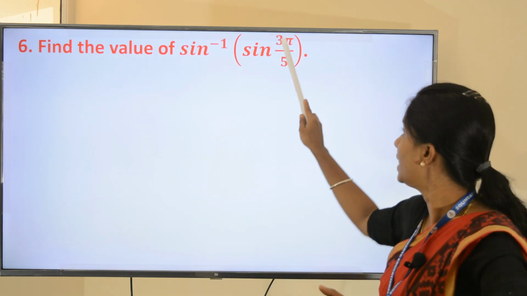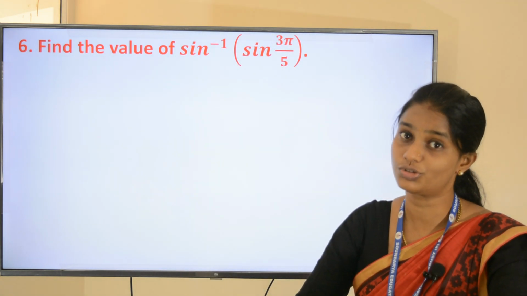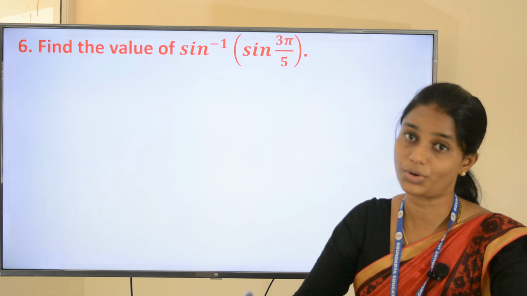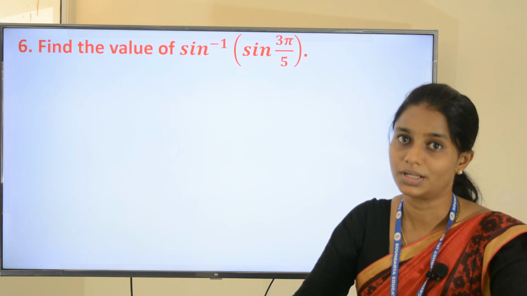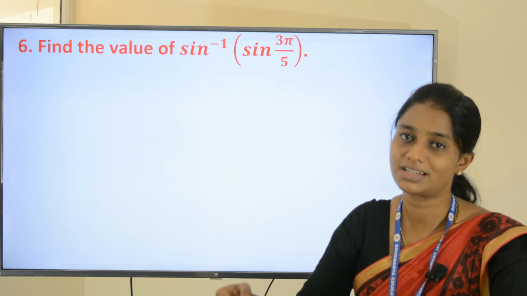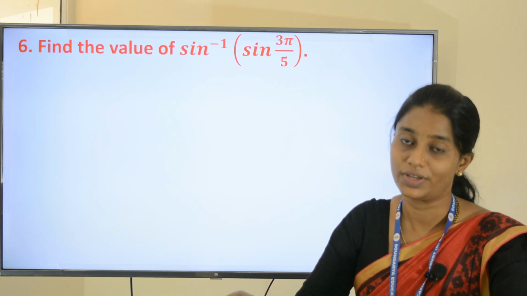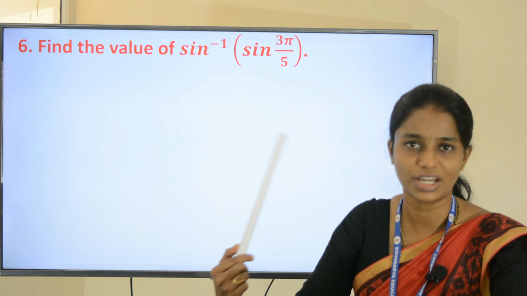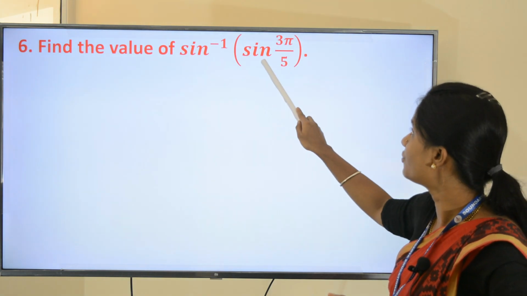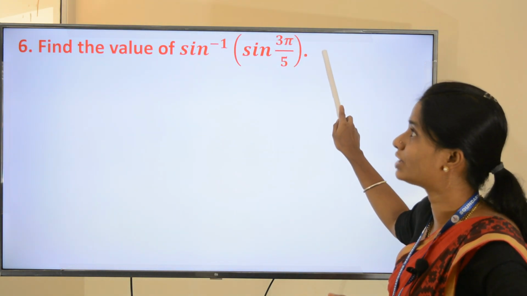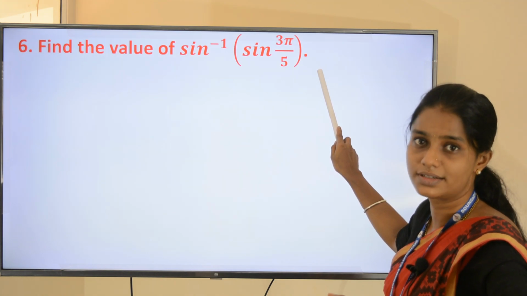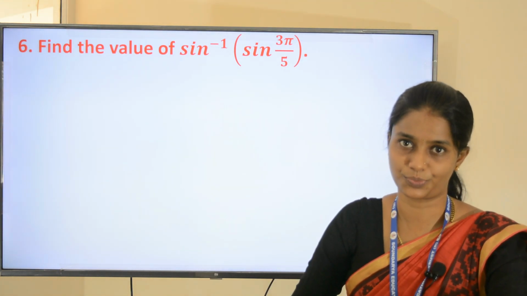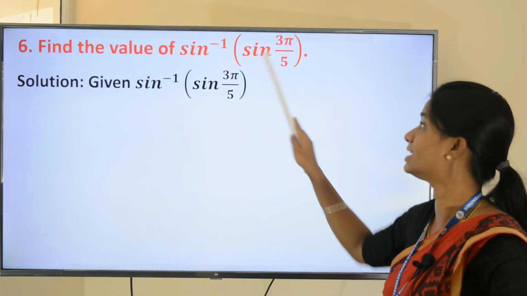Please observe, pi by 5 is equal to 36 degrees. Now 3 pi by 5 is equal to 108 degrees. Why am I repeating in terms of degrees? Easily you can identify which quadrant it lies in, whether it belongs to the principal value branch or not, or else you can remember in radians only. Now sine inverse of sine 3 pi by 5, if I write it as 3 pi by 5, does not belong to the closed interval minus pi by 2 comma pi by 2. Therefore I have to simplify this function.